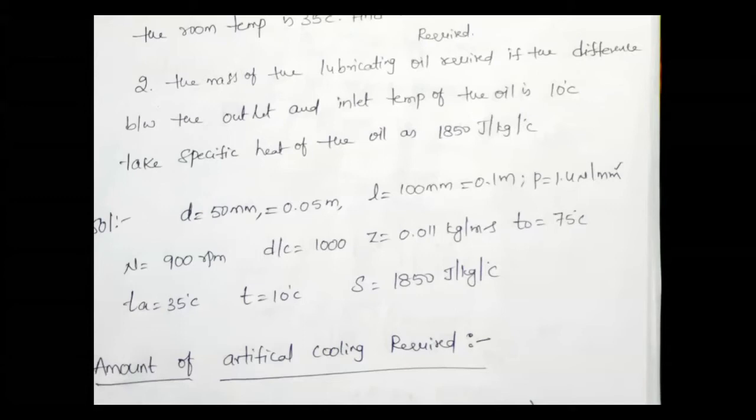So viscosity, absolute viscosity Z equal to 0.011 kg per meter second, and T naught value is 75 degrees centigrade, and TA value is 35 degrees centigrade, and T value is 10 degrees centigrade, and the specific heat of the oil is 1850 joule per kg per second. So this is the data that they have mentioned in your problem.